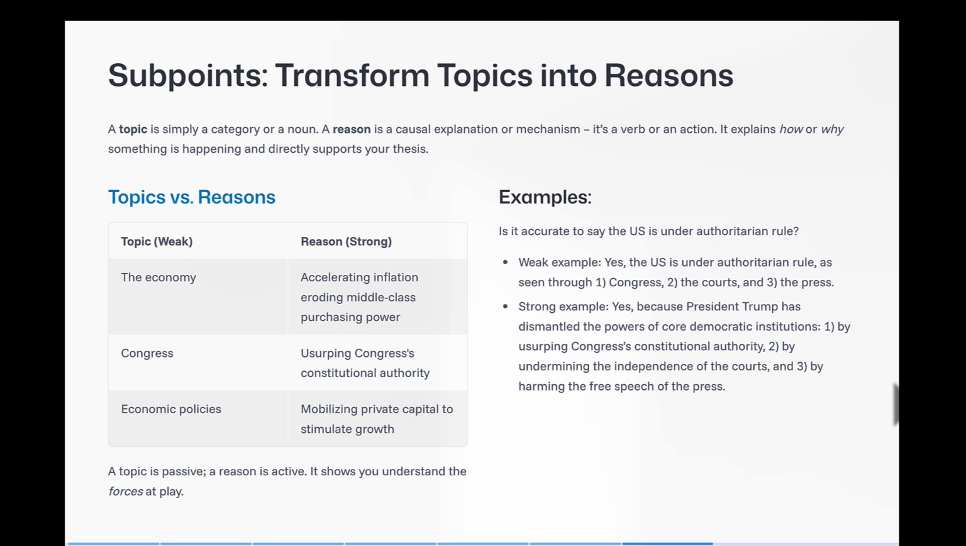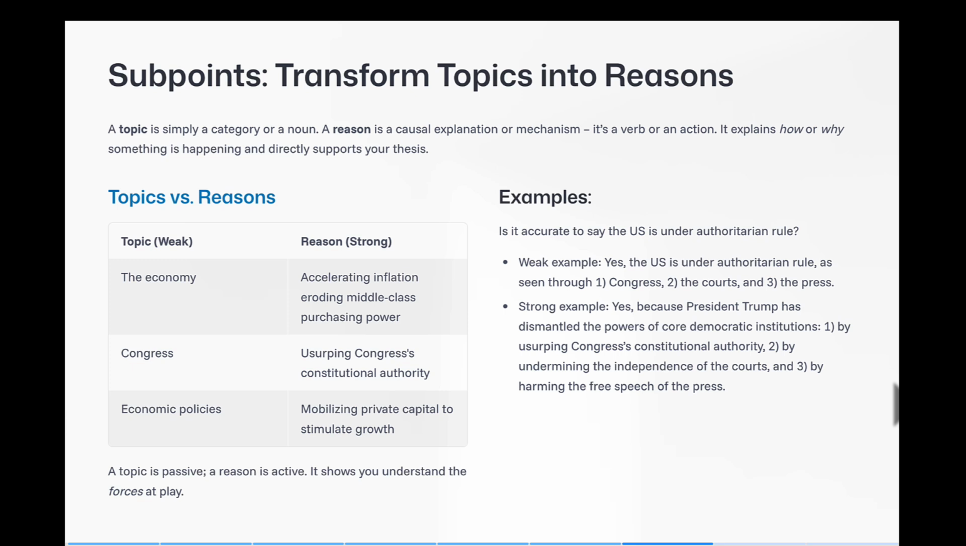So, what is a topic? What is a reason? A topic is simply a category or noun. It tells the audience or the judge what you're going to talk about, but it doesn't make an argument. So the classic example of this is a freshman extemper stands up and says, the first reason why the Democrats will lose the election is the economy. And that's just so vague. It doesn't make an argument. It's just a vague category or noun. What about the economy? Why is the economy a reason why Democrats are going to lose? Spell it out.